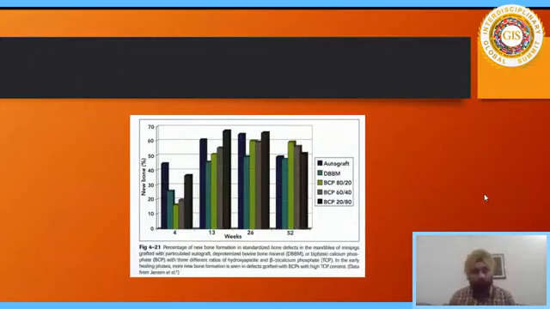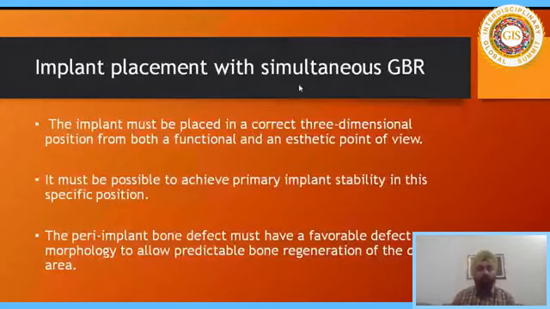Implant placement with simultaneous GBR. Three major points must be understood: the implant must be placed in a correct three-dimensional position from both a functional and an aesthetic point of view. It must be possible to achieve primary implant stability in this specific position. The peri-implant bone defect must have a favorable defect morphology to allow predictable bone regeneration of the defect.